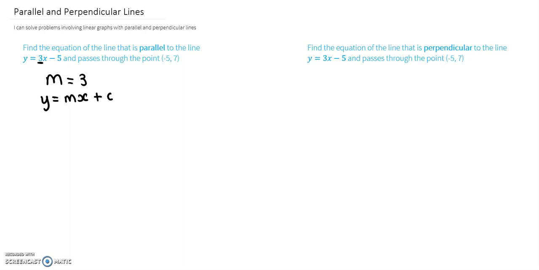We don't know the y-intercept, we only know this point here. So what we're actually going to do is sub this point into the equation as well as our gradient, and then find the missing c to get the final equation. So let's give that a go.